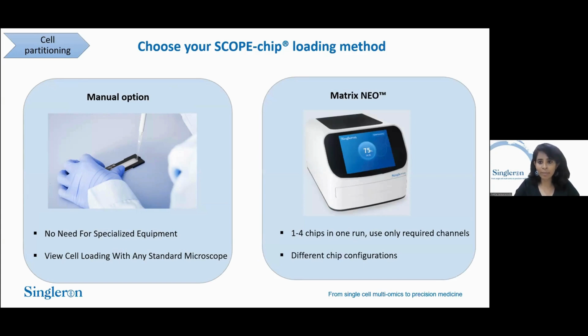Of course, if you want to step away or are looking for a high throughput option, you have the Matrix Neo. Here you can run between 1 to 4 chips in one run. And you can also just use the required channels, by which I mean you can also just do one sample at a time. And here you have the advantage of running the different chip configurations we have together.